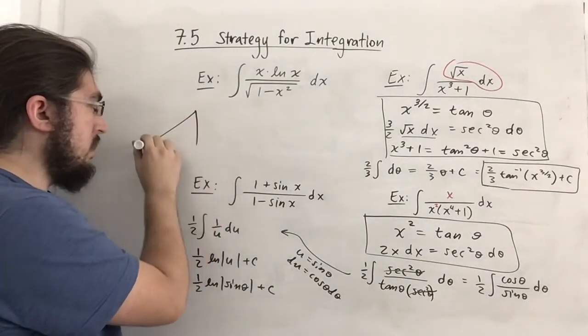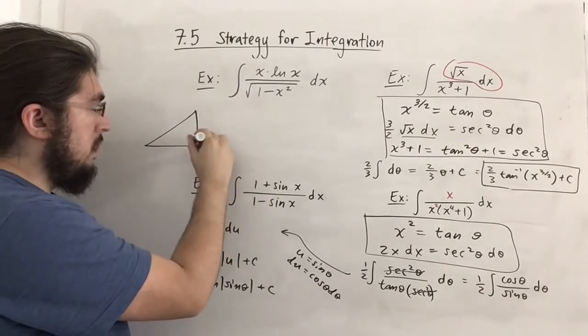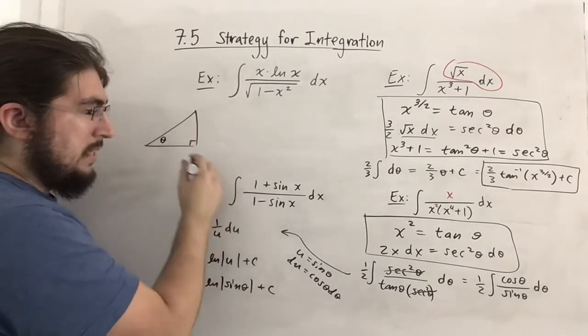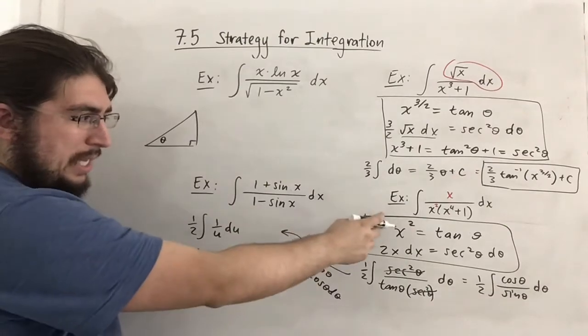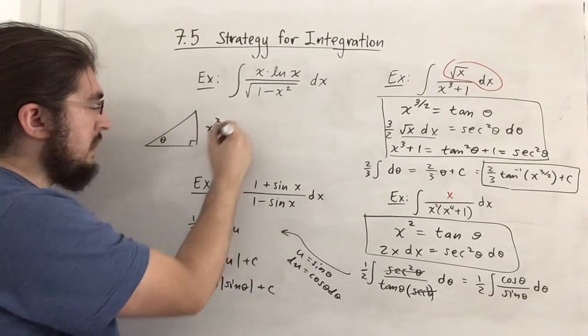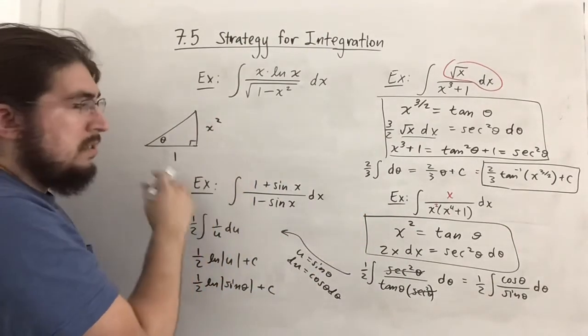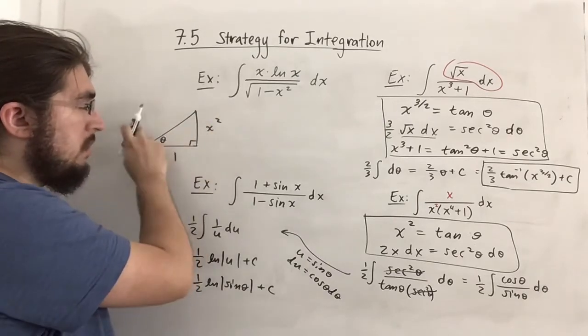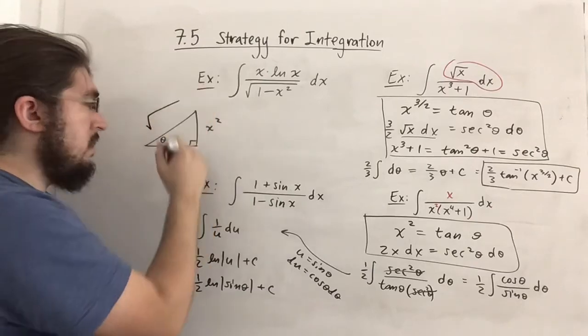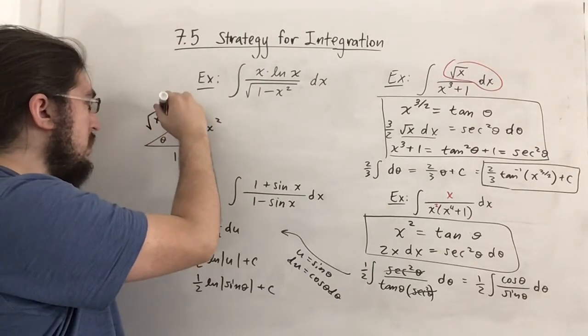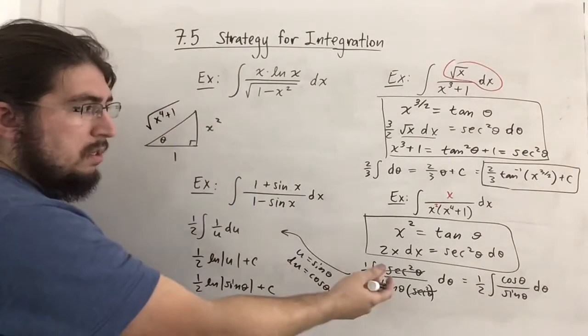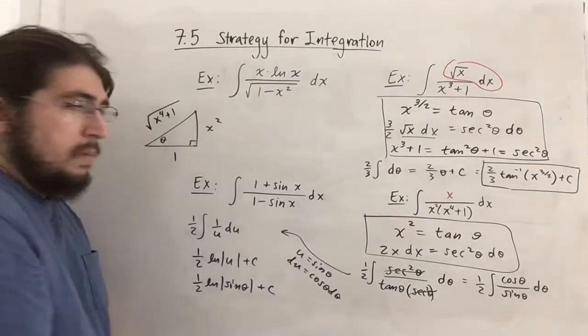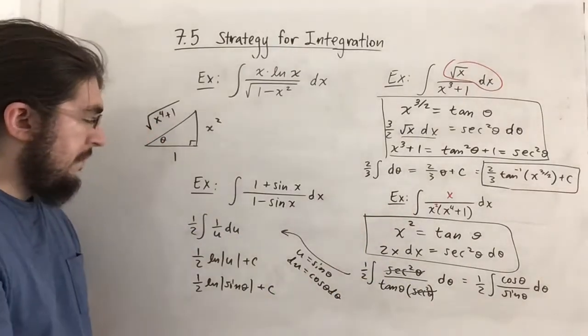I'll erase a lot of this work once we start these two problems. I know, I'm all over the place. But tangent, of course, in this case is x squared over 1. Since tangent is opposite over adjacent, we get that. So then by the Pythagorean theorem, this squared plus this squared is equal to the hypotenuse squared. The hypotenuse is the radical of that, which is the square root of x to the 4th plus 1. Notice it's just the original radical expression we had in mind, x to the 4th plus 1.